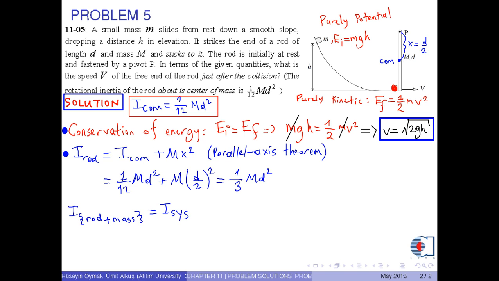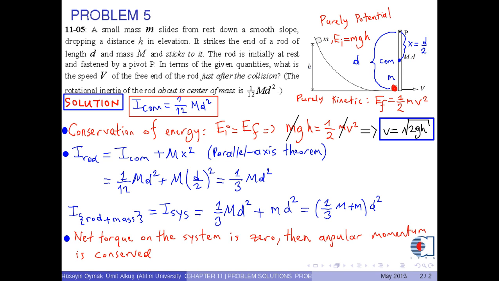With this, the rotational inertia of the rod plus mass system is found as I system equals 1/3 times M times d squared plus small m times d squared, or (1/3 times M plus small m) times d squared. Next, the net torque on the system is 0. Then, angular momentum is conserved. That is, Li equals Lf.